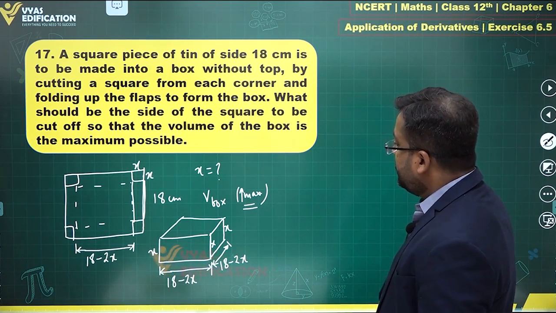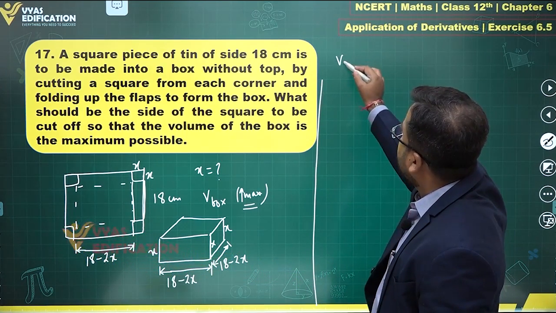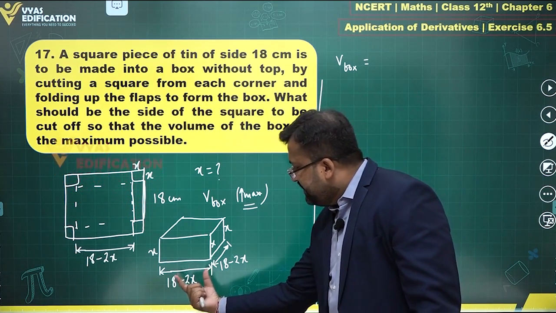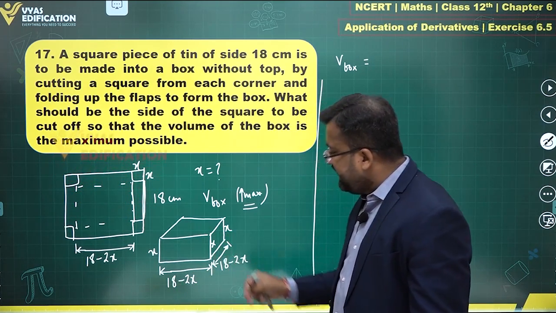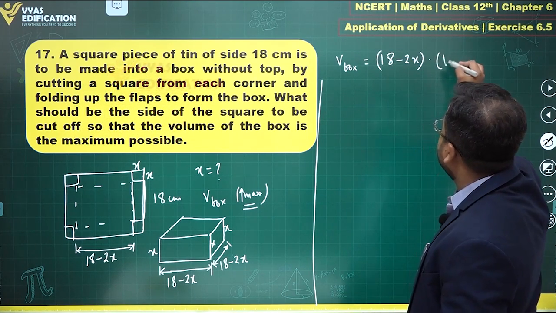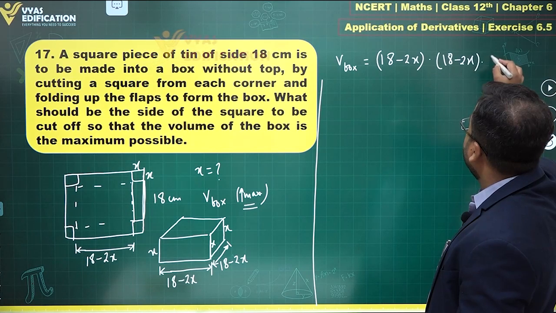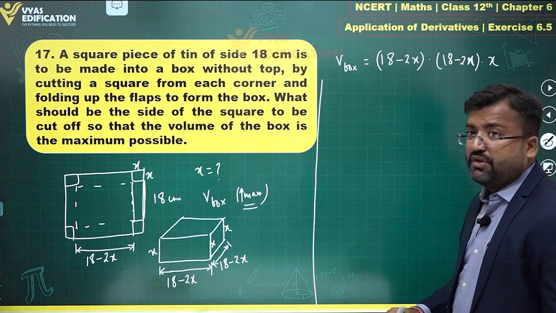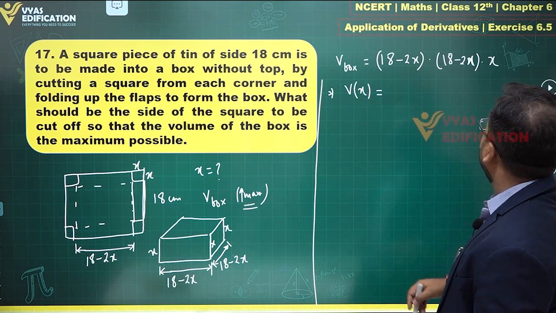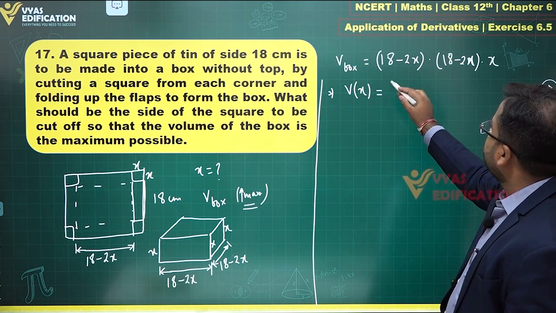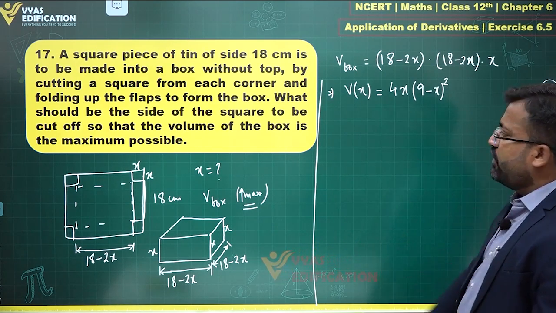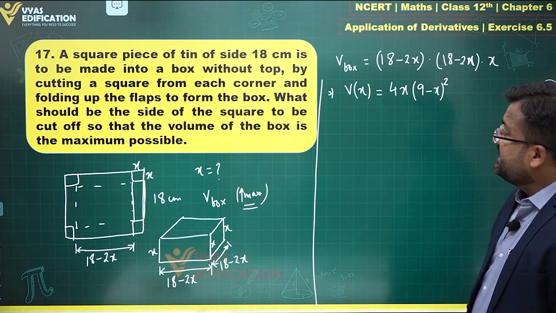Right. So can you observe that the volume of a box is LBH, since we are interested in the cuboid. This is length, this is breadth, and this is the height, x. So this is 18 minus 2x, 18 minus 2x times x. This is the volume of the box. This tells me V(x) is equal to, you can take out 2 common, 4x times (9 minus x) whole square. This is what I get. Volume of the box is this.